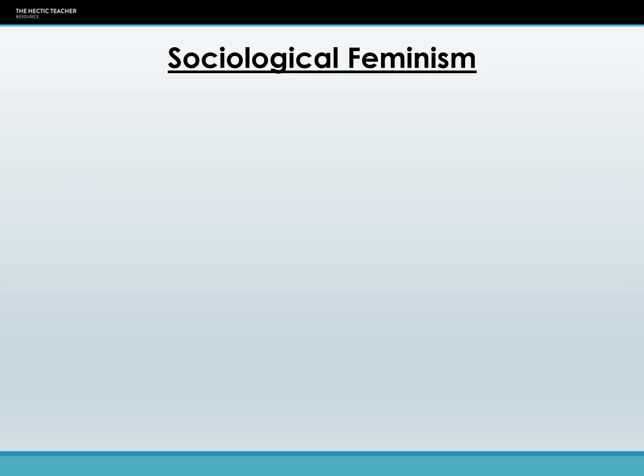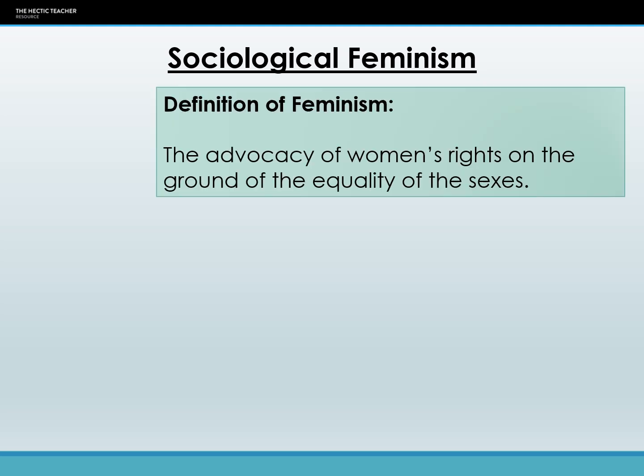So let's start with a definition of feminism. When we're talking about feminism in general, we're talking about the advocacy of women's rights on the ground of the equality of sexes. That doesn't mean that feminists believe that women should be raised above men in society. What they're looking for is equality, and that goes both ways. So although they are advocating for women's rights, a lot of feminist groups will also advocate for equality of men's rights, things like paternity leave and carers' rights.